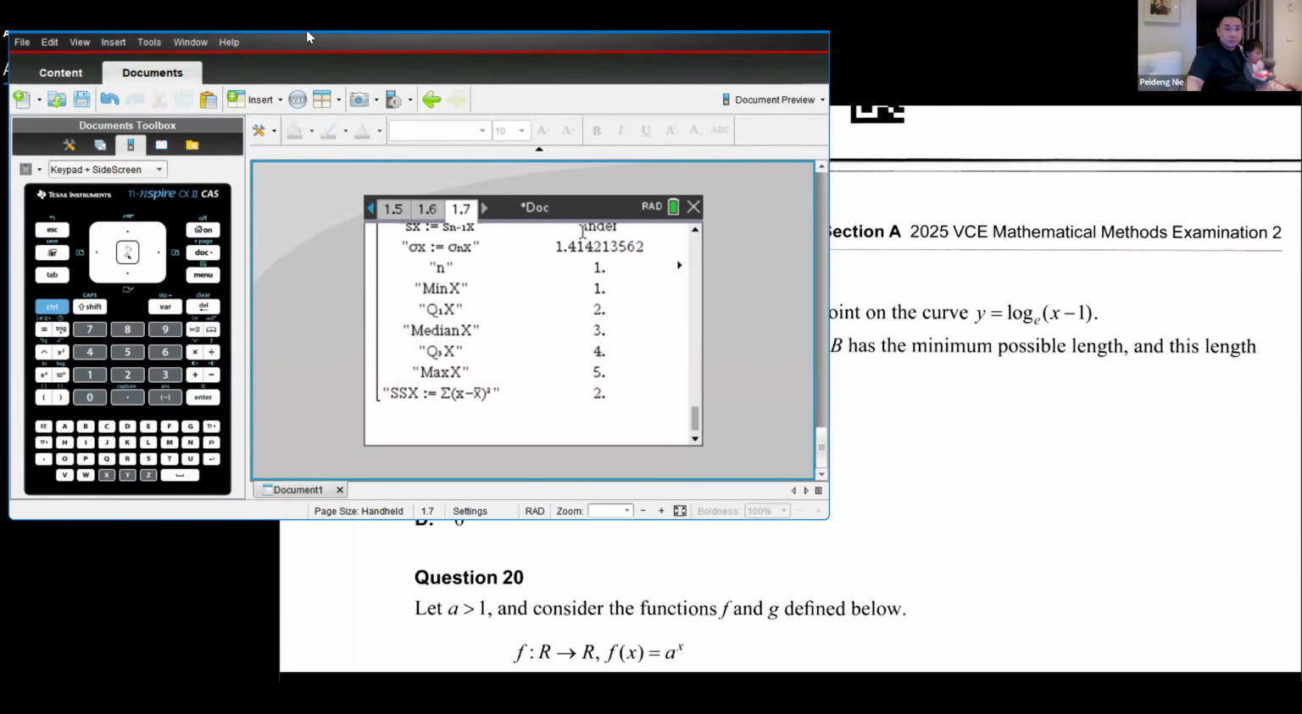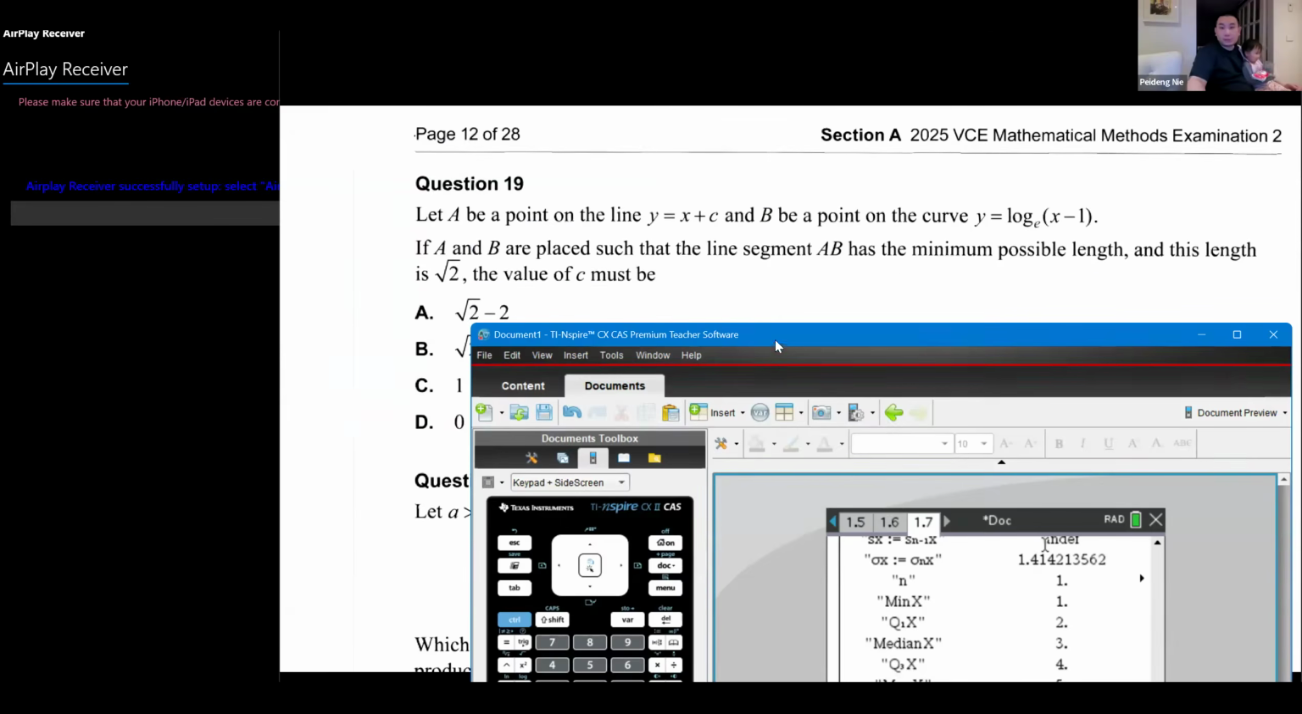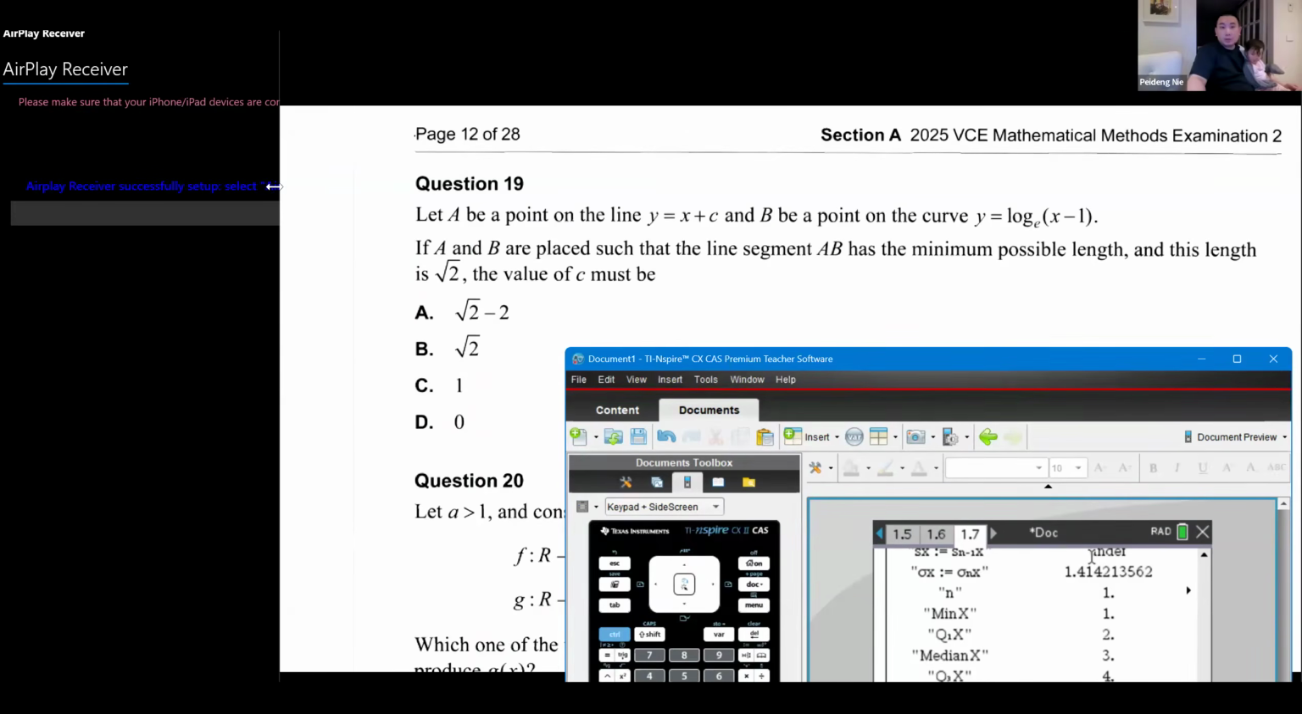Give me a second. Let me do some adjustment. Uh-oh, you dropped something.